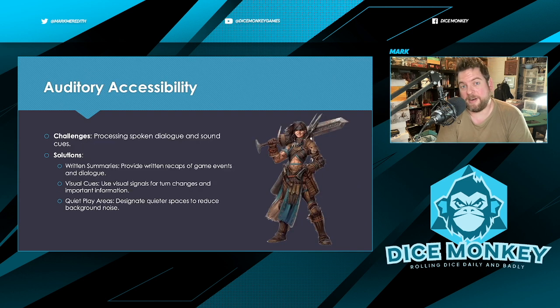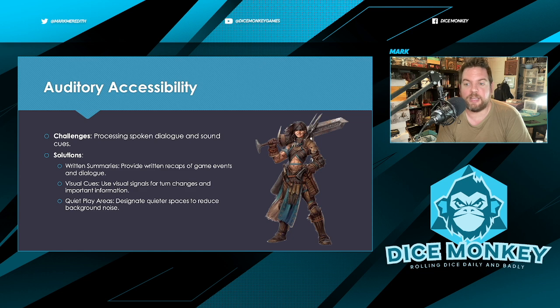Then we've got auditory accessibility, one near and dear to my heart. So some of the challenges are processing spoken language and sound cues. So we've got a few different solutions. Having written out summaries, written recaps of game events and dialogue can help a lot. Having visual cues, like visual signals for turn changes and important information.